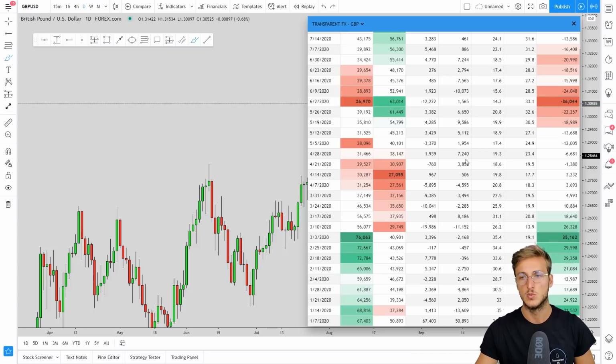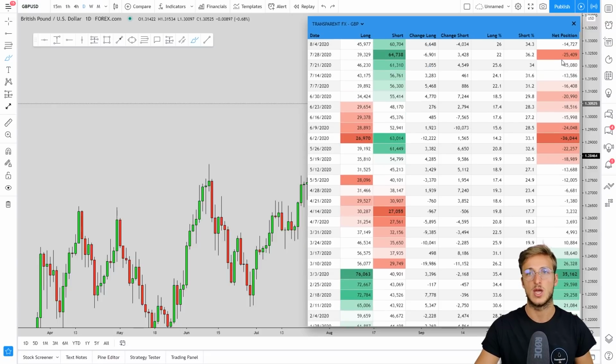And what we can see is that in the long term, we went from a positive net positioning with 35K net positions, 76K longs and 40K shorts, all the way down to having way more shorts than longs. So a completely opposite situation, from having more longs than shorts to having more shorts than longs. So currently, in fact, with the previous report, we had 64K shorts and 39K longs.